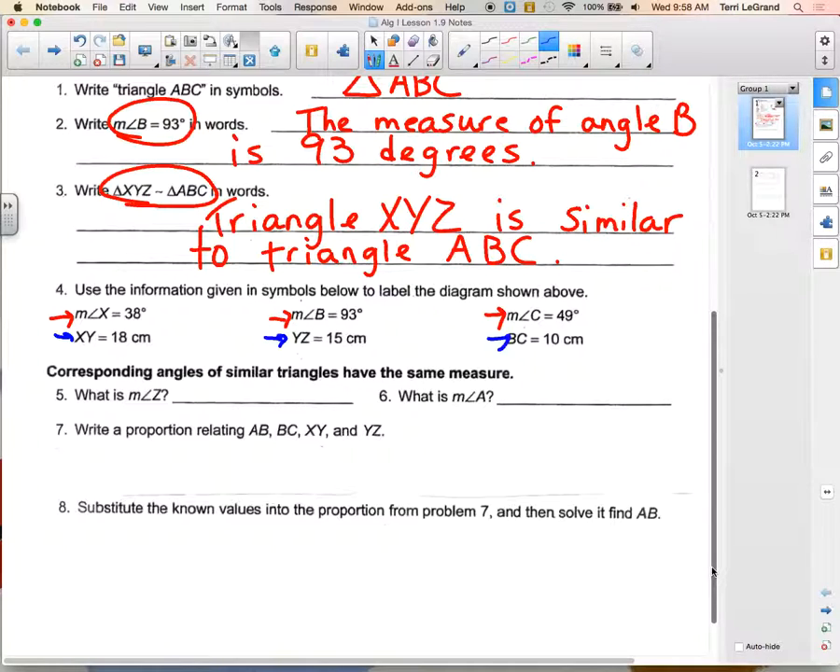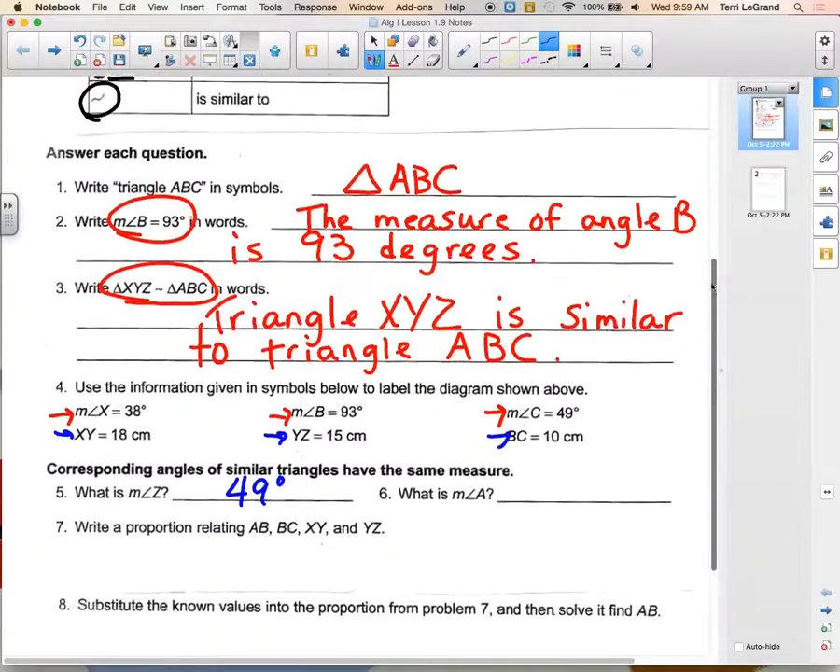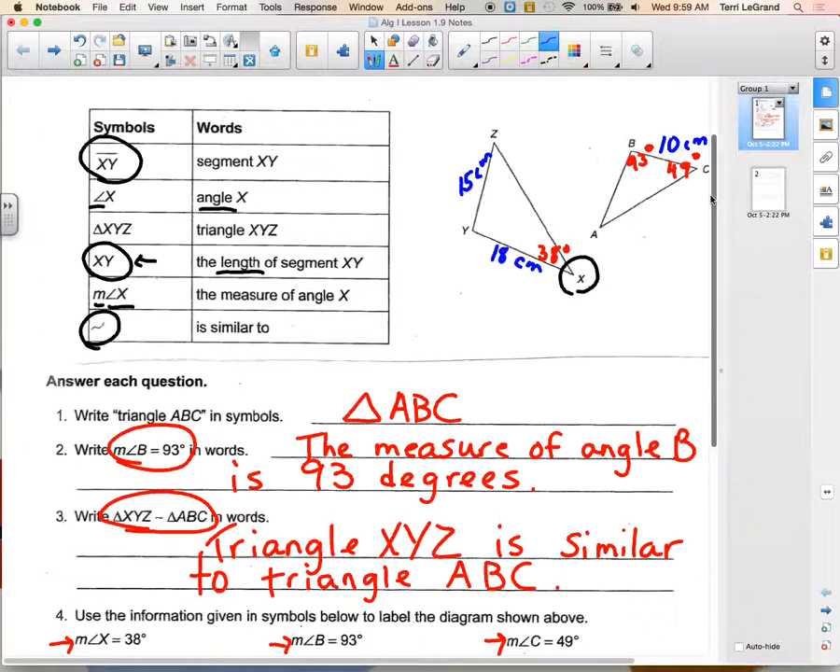What would be the measure of angle Z? Did they give us that one? No. Could we get it? Possibly. How are we going to get it? Find its corresponding angle. Didn't we already identify the corresponding angles? Which one did we say corresponds with Z? C. So did they give us C? Yeah, they said it's 49 degrees, so guess what? The measure of angle Z also has to be 49 degrees. So let's go up and put that in our drawing. Z is also 49 degrees.